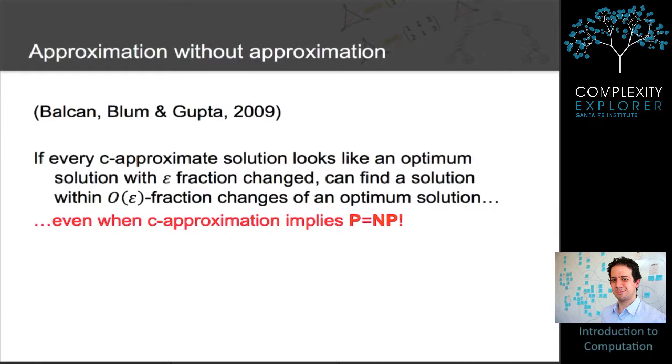So sometimes P equals NP stands in the way, and sometimes you can still get around it. But here, note that we're now saying you can find a solution within order epsilon number of changes from an optimum, but we're not guaranteeing anything about how close the value is to the optimum value. In some applications, this may be what you want.